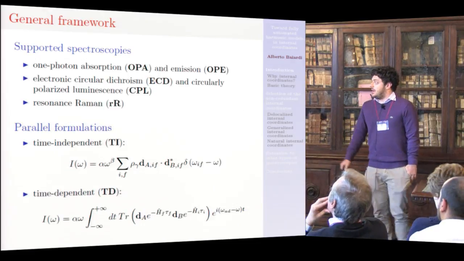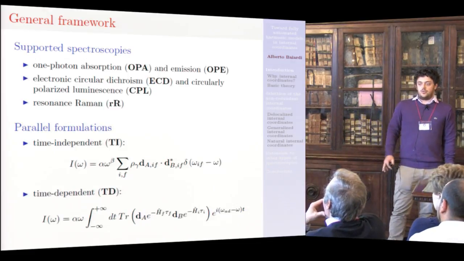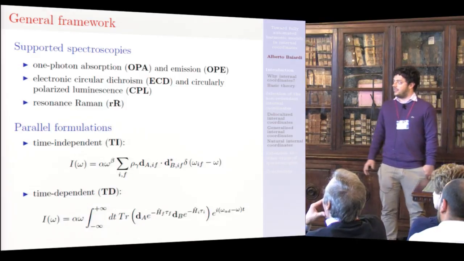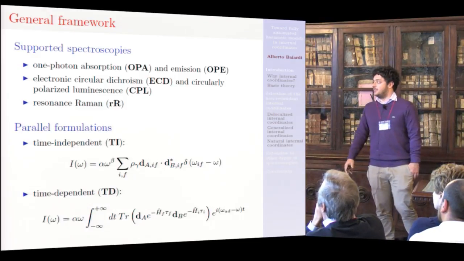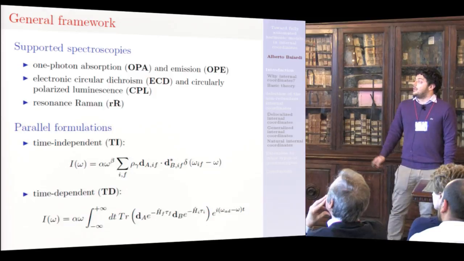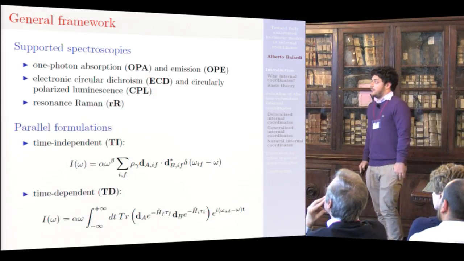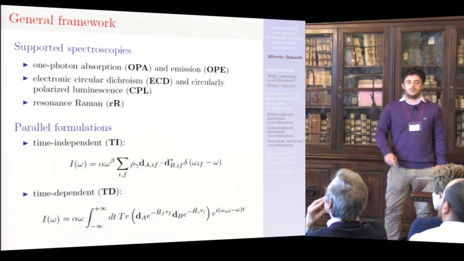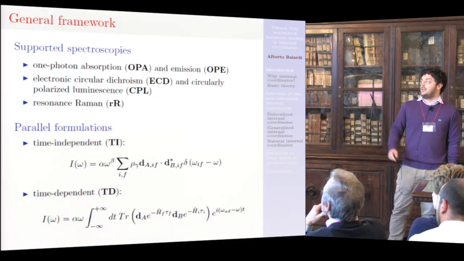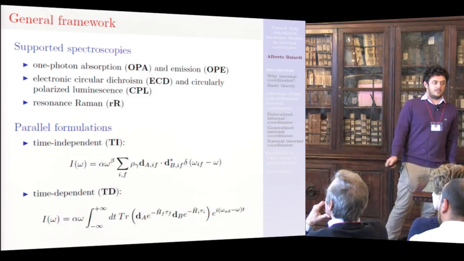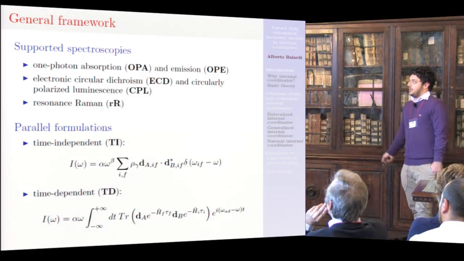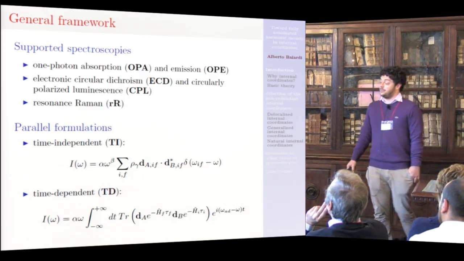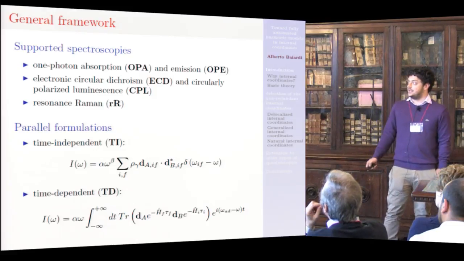I will briefly present the general framework which we have for the Cartesian coordinates case, and then we will extend the framework to internal coordinates. Our framework supports different kinds of spectroscopies, the most usual ones, one photon absorption and one photon emission, as well as their chiroptical counterparts, ECD and CPL, and also resonant Raman spectroscopy, which is a nonlinear effect.